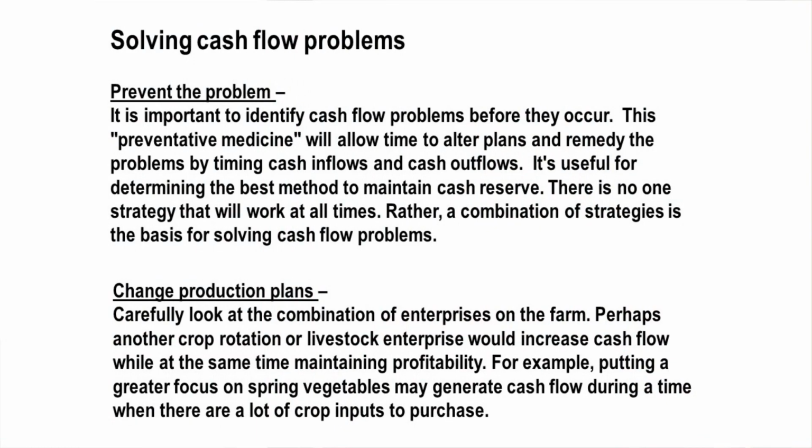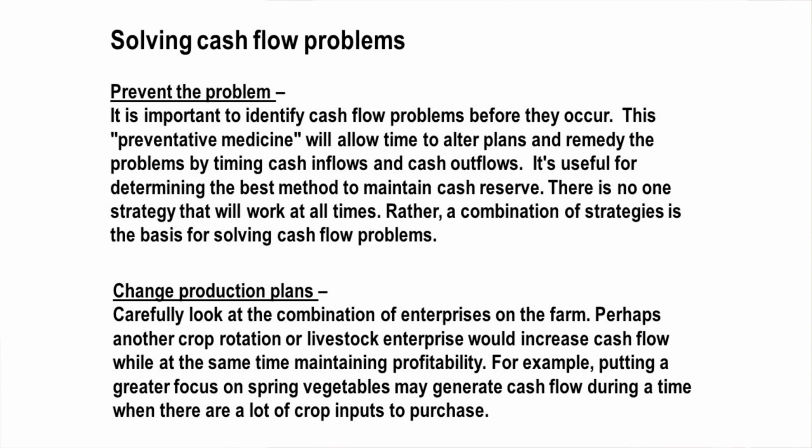You want to prevent the problem, so it's important to identify them before they occur. Is there any preventative medicine you can do? Maybe there's some strategies for cash reserves. There's not one thing that will work for every farm, but maybe it's a combination of strategies that you might have. Maybe there's some production plans that you could do. Look at the enterprises on the farm. Is there a crop rotation? Is there maybe some custom services that you could offer certain times of the year that would increase your cash flow, while at the same time maintaining that profitability?